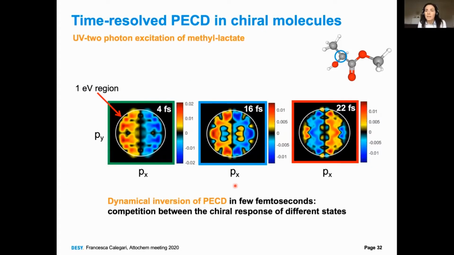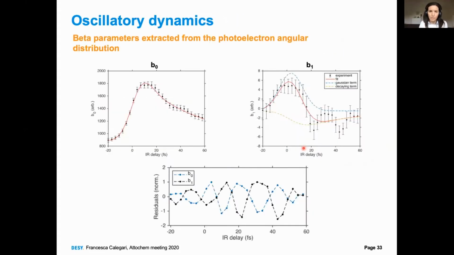The very interesting result here is that the PECD, measured as a function of the delay between the UV pump and the IR probe pulse, is actually changing sign on a quite short time scale and resulting in a sort of periodicity, which we are still interpreting, but potentially assigning to a competition between different states involved in the process.